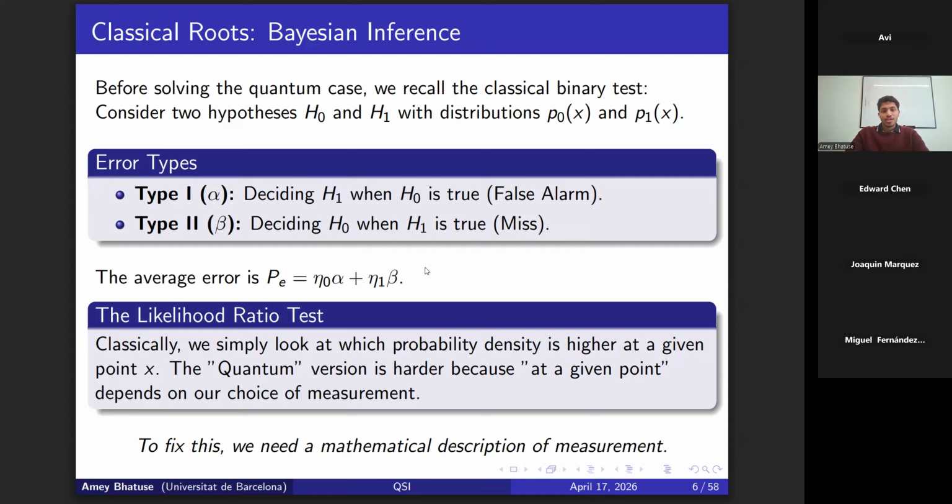Classically, if you look at it, you can simply look at which probability density was higher and then say, okay, for this outcome, the probability was higher. So that's it, you have it. But as we saw, in the quantum version it's harder, because at a given point it changes depending on what basis you're measuring. Because you change your choice of measurement and everything changes. So to fix this, let's start with a mathematical description of measurement itself.